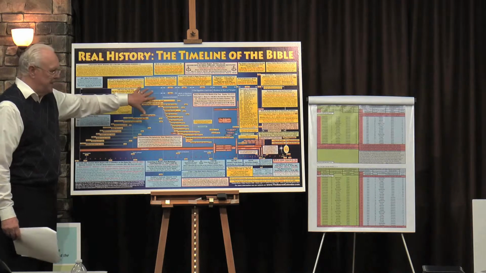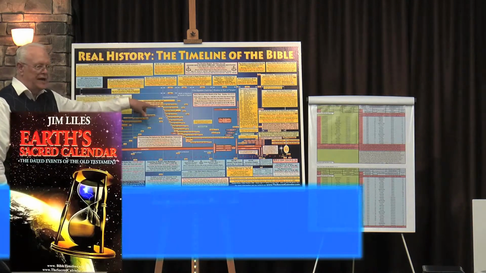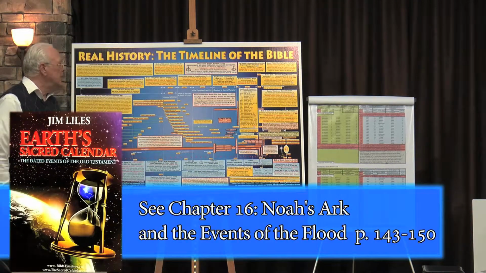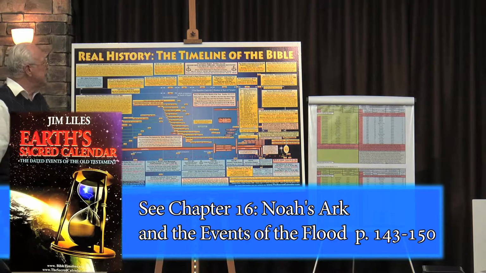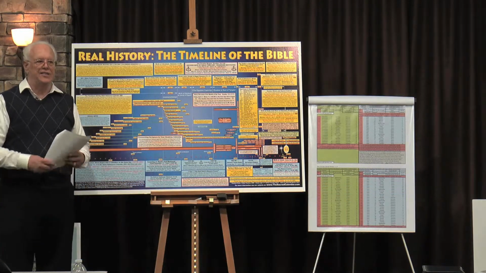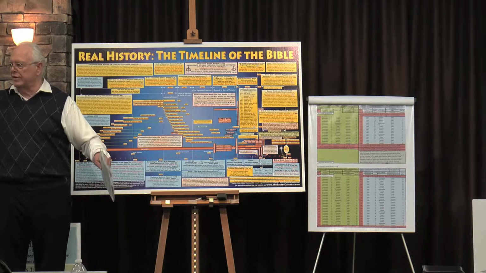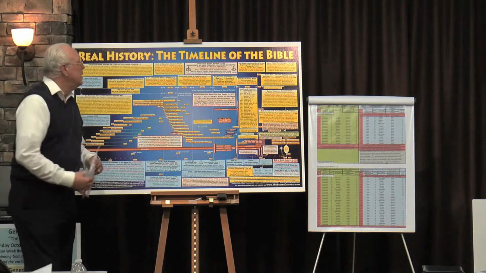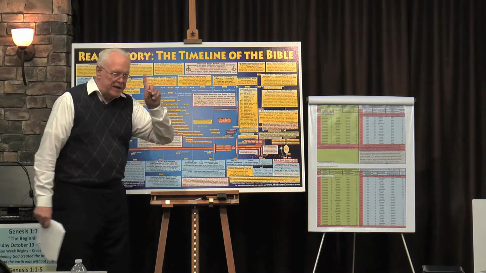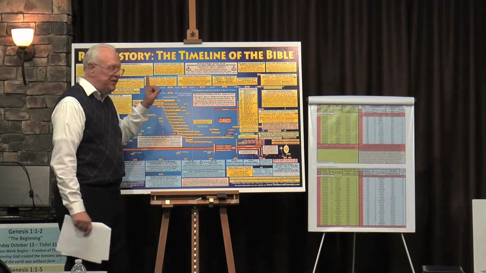It's in the book, but I don't have it on here. I couldn't put every date. Heshvan 17 is the 150th day the waters were on the earth. Okay? Just remember that. Nisan 17, a very specific day.